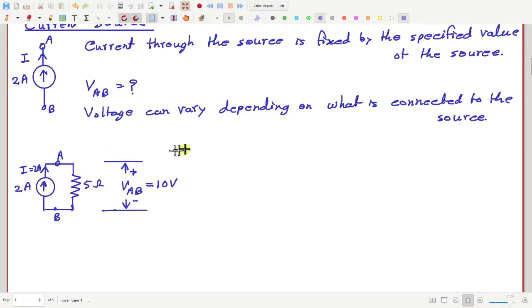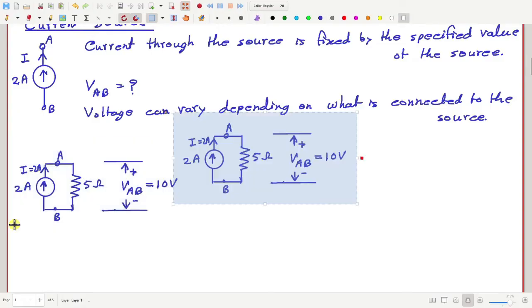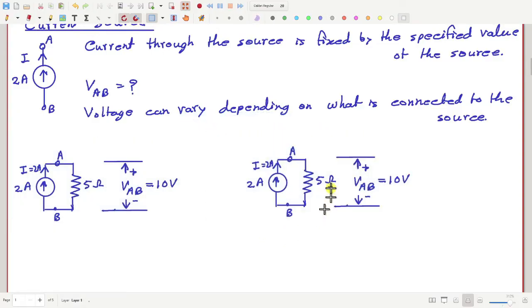But if I take the same source and if I connect say a 3 ohm resistance, then this voltage will become 6 volt. So you may think that this current source is something which can automatically adjust the terminal voltage so as to keep the current constant. As you increase the value of the resistor, the terminal voltage will automatically increase to keep the current constant at 2 ampere.